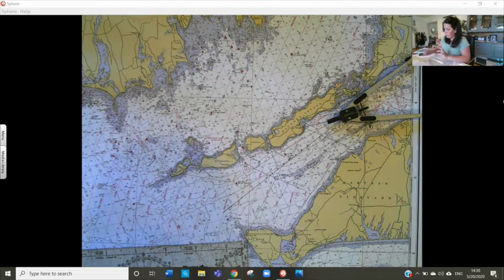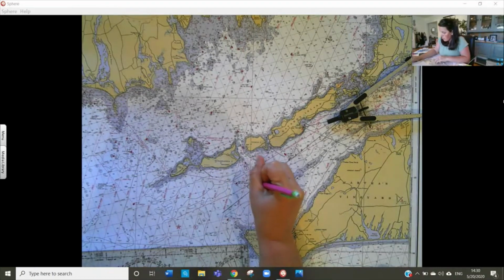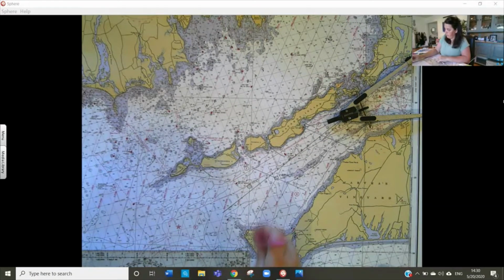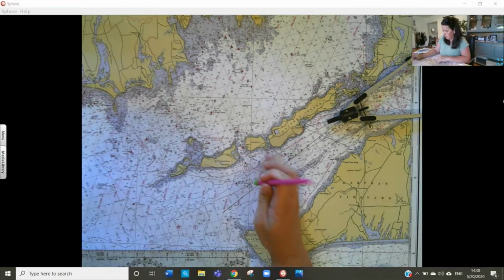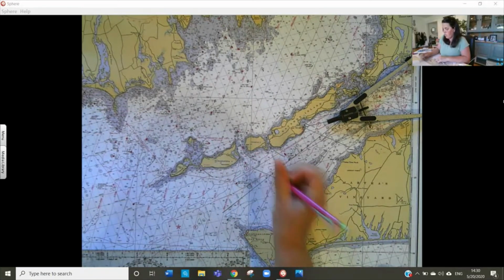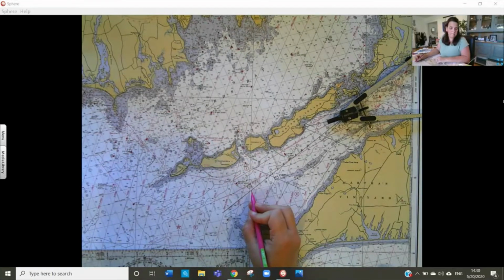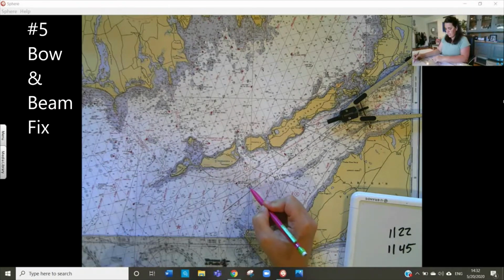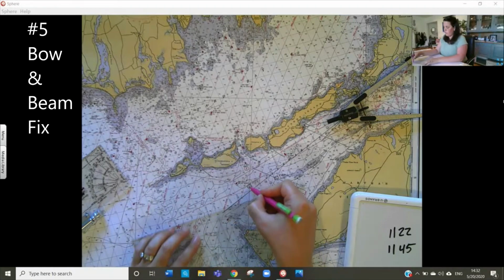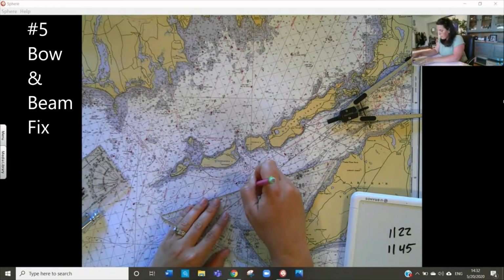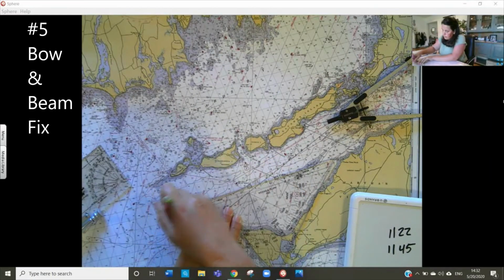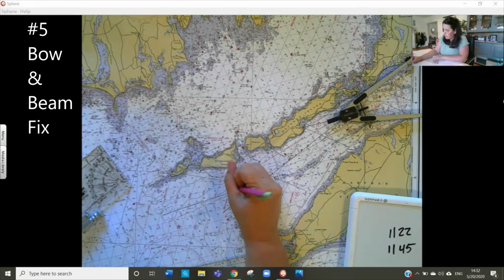So this is our 11 o'clock position, or 11:11. So this is our 11:11 position. Okay, so we have our 11:11 position right here, and then we had changed our course to 250. So let's plot that one in. 250, at a speed of 6.8.